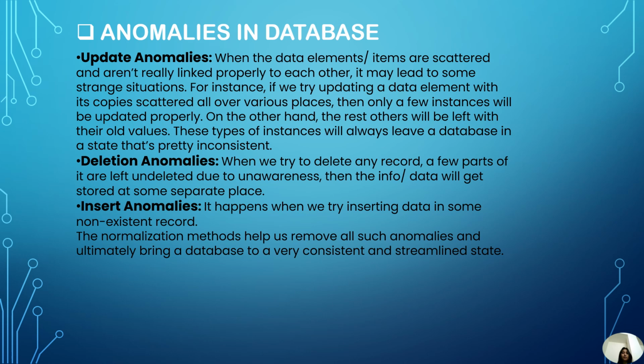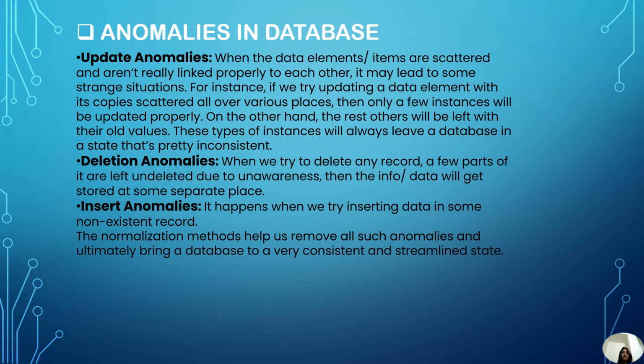First is update anomalies. When the data elements or items are scattered and aren't really linked properly to each other, it may lead to some strange situations. For instance, if we try updating a data element with its copies scattered all over various places, then only a few instances will be updated properly. On the other hand, the rest will be left with their old values. These types of instances will always leave a database in a state that's pretty inconsistent.